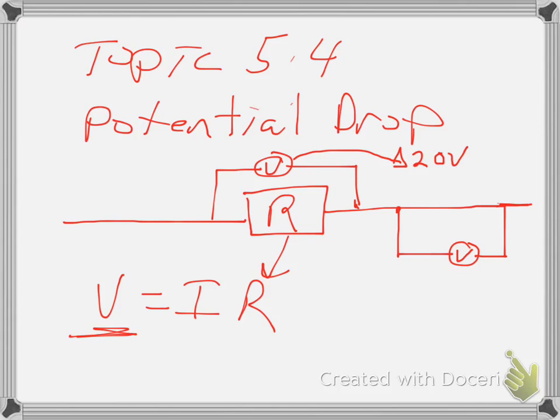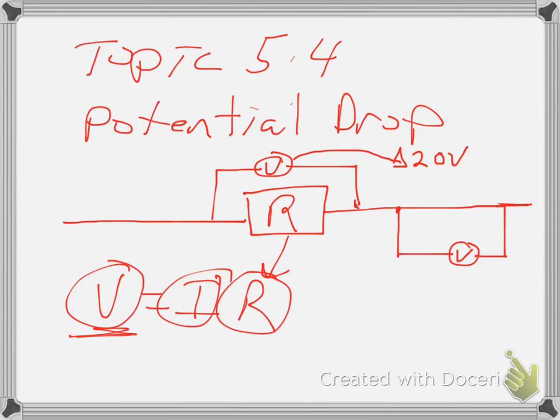Just a couple more notes on potential drop. Whenever you go through a resistor and you have a current I and you have some resistance R, there will be a change in voltage V as it goes through it. And basically when we get to circuits, we're going to find that the changes in voltage are always going to add up to be the voltage of the source. And so you would lose all of your potential as you go around a circuit.